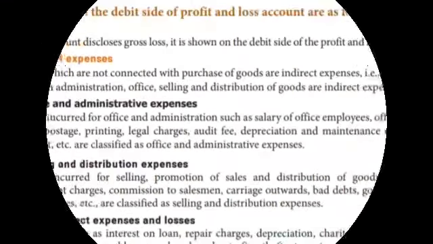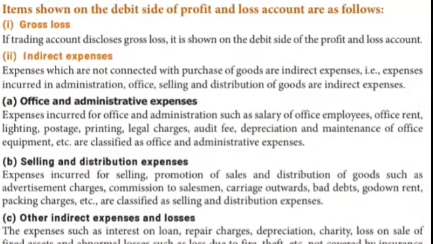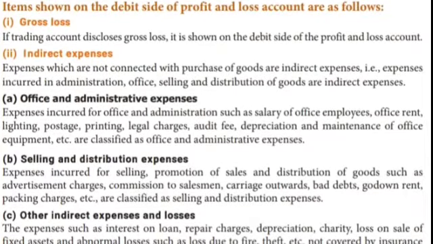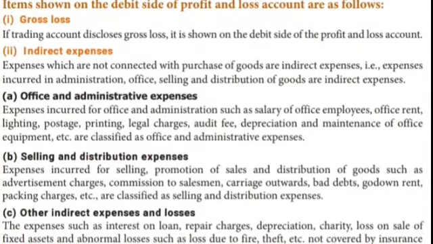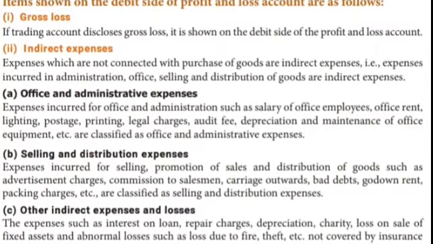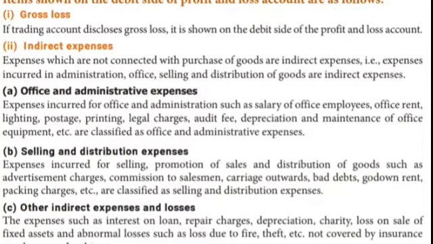Let's see. Items shown on the debit side of the profit and loss account are as follows. Gross loss. What are the items you have to show in that P&L account, I mean the profit and loss account? Gross loss. If a trading account discloses a gross loss, it is shown on the debit side of the profit and loss account. Okay, let's see.